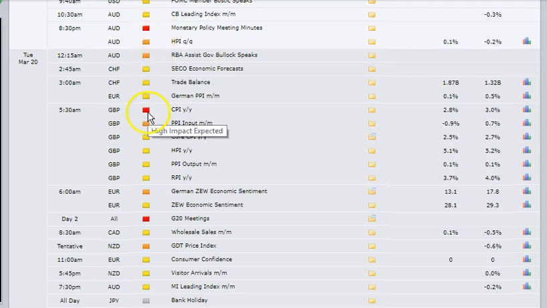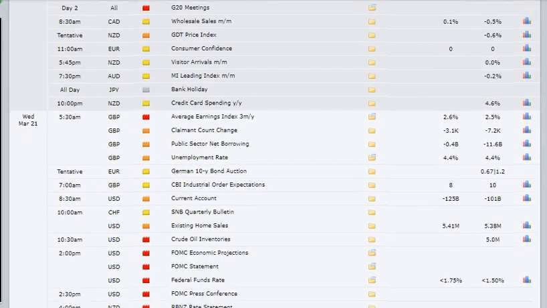So when information comes out, and it comes out at the split second, so in this case on Tuesday, May the 20th, 5:30 a.m., we've got the CPI report here for the British pound, and it'll come out exactly. It'll show up in this column right here, okay? But I want to draw your attention to Wednesday.